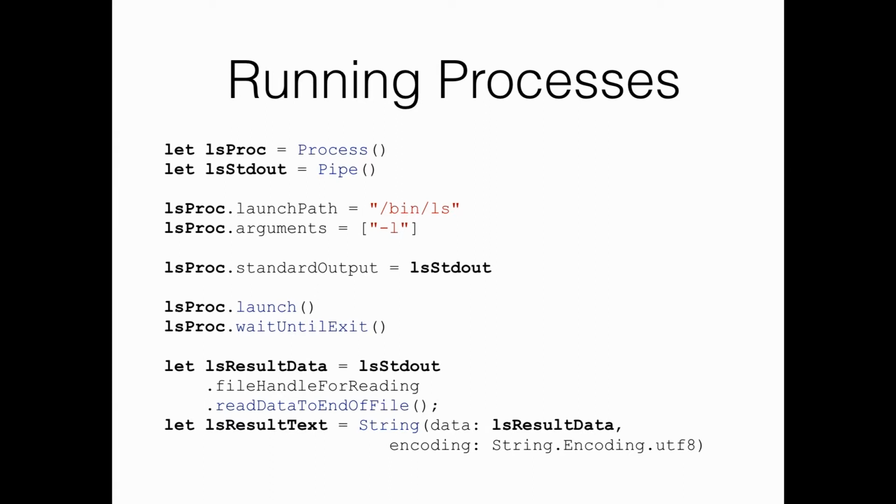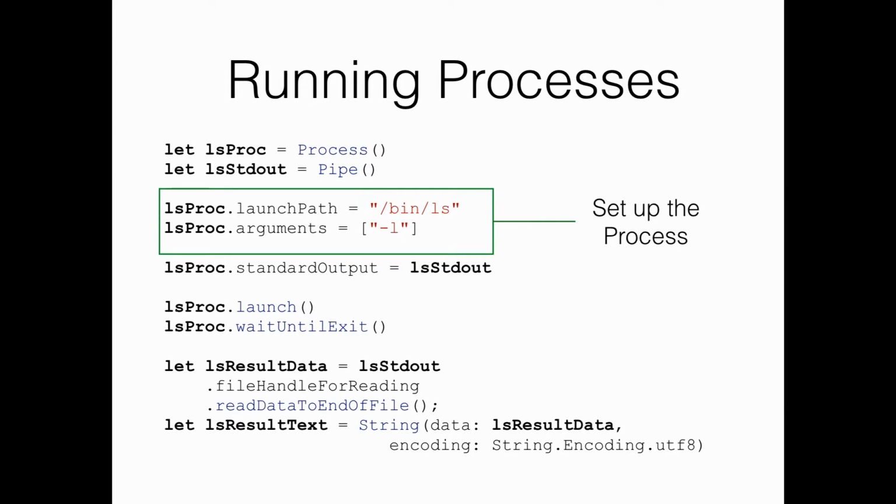So I'm going to grab a pipe. If you're a bash programmer, what's a pipe? The result of one command output into the input of another. It's exactly what it is in Swift as well. You create a pipe, and you can use that to string together code, to string together applications.